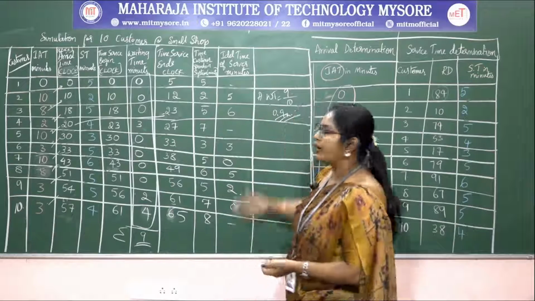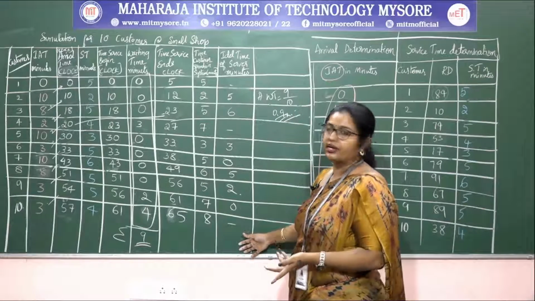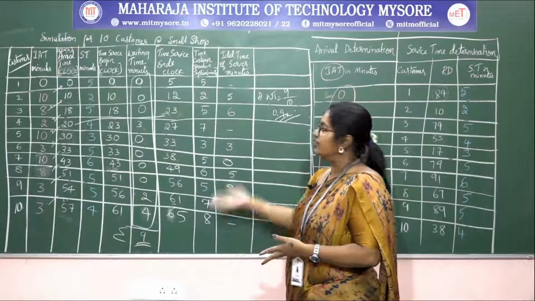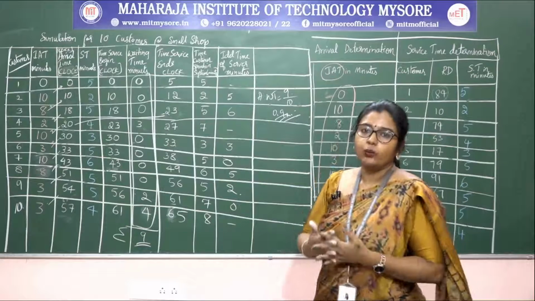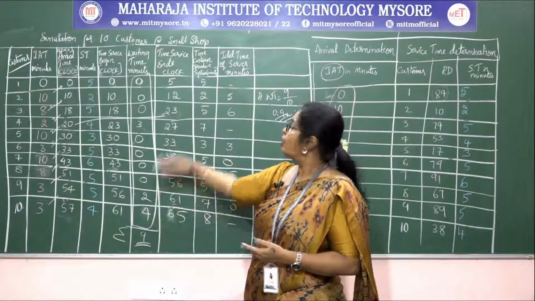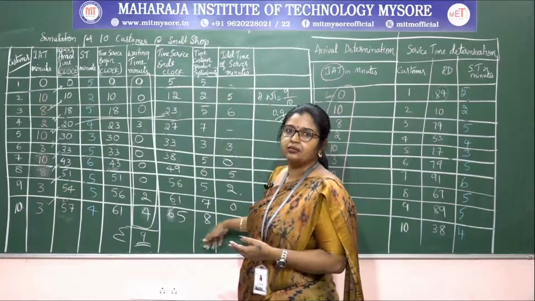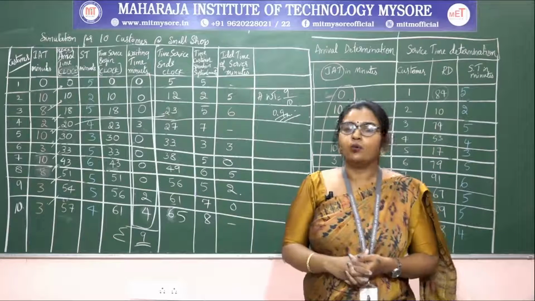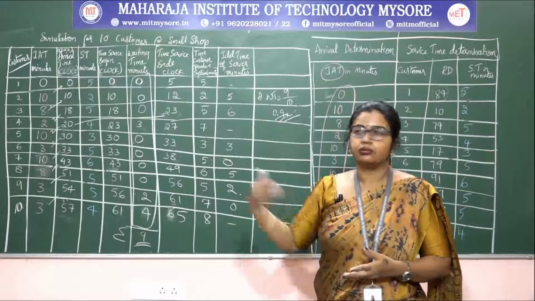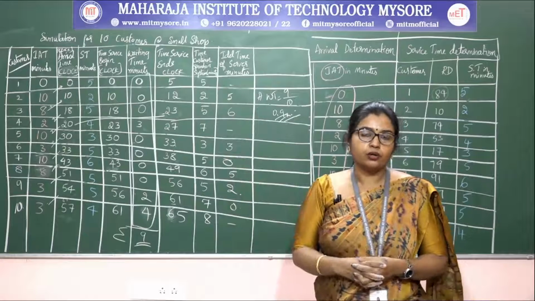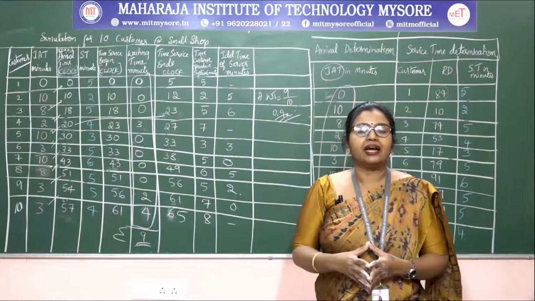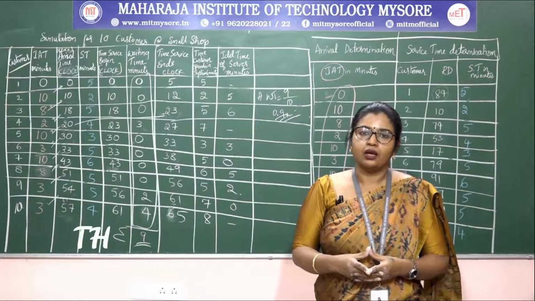In a similar way, if you want to calculate the average server idle time, take the sum of this column and divide it by the number of customers, and you will get the average server idle time. In the same way you can calculate the average service time or the average time a customer spends in the system. You can calculate the values based on this table, depending upon the problem. Hope you got the idea of how to generate the simulation table for any kind of single channel queue. Okay, thank you.